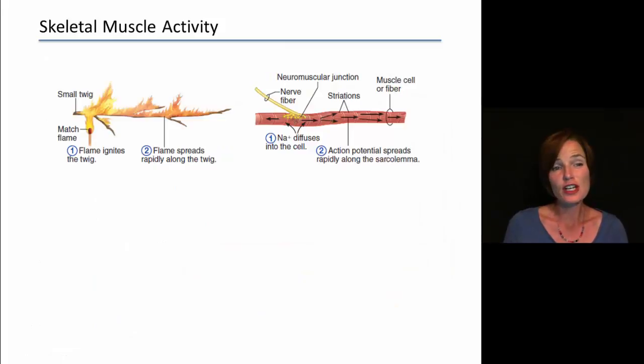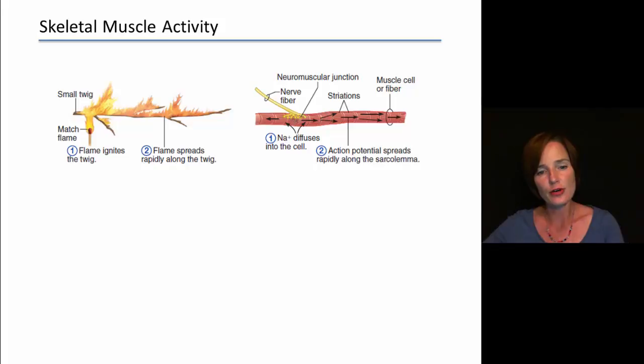When we look at the overall skeletal muscle activity, it's easy to think of it as a fire or a wildfire that happens to be spreading. So that's what the first image is showing here, that you have an igniting on one end of the twig, and that very rapidly spreads to the other end of the twig. That's what we have when we're talking about our muscle cells. Basically, with these motor units, we get a stimulation on one end, and then very rapidly the action potential is going to spread from the initial starting site to the other end of the cell.